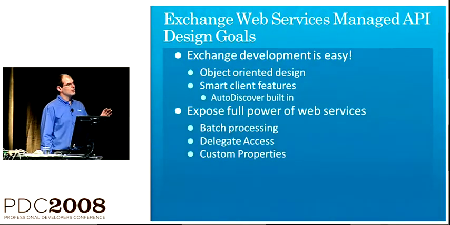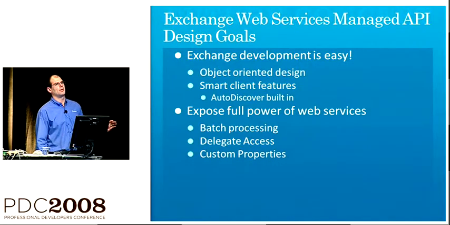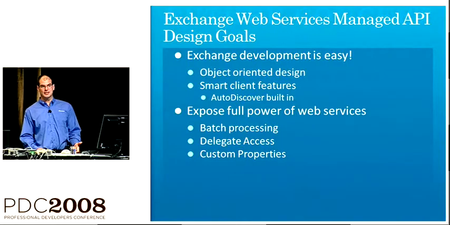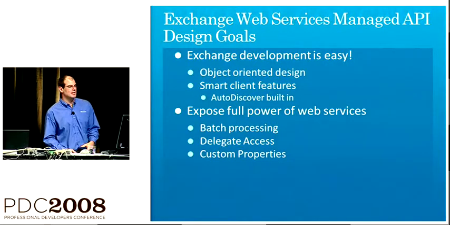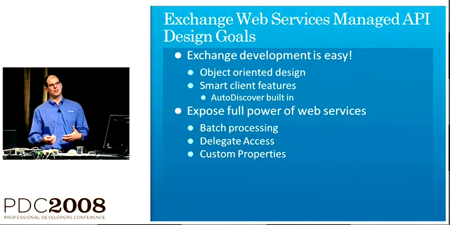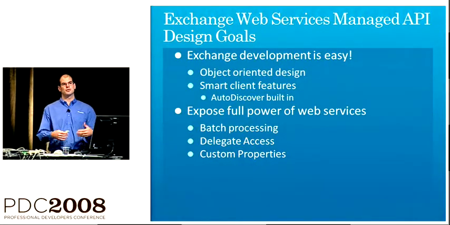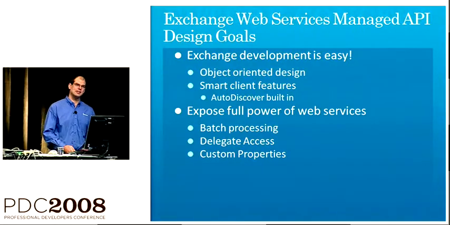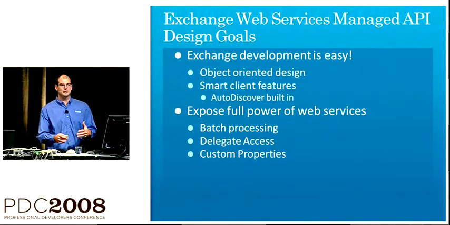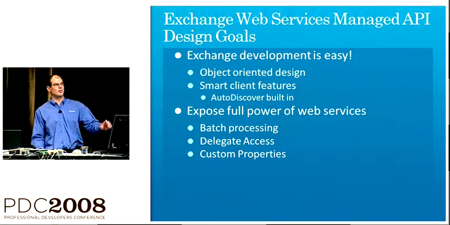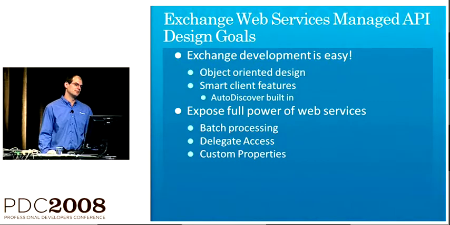The second piece is we wanted this API to expose the full power of web services. We wanted to enable rich things like batch processing for highly performant applications, delegate access for these permission scenarios, as well as custom properties. So properties that Exchange may not expose as first-class properties, but were available as second-class properties. What we didn't want is people to look at the managed API as not as good as what the protocol had because we weren't as feature-rich. So our goal is to be at feature parity with the web services APIs themselves.